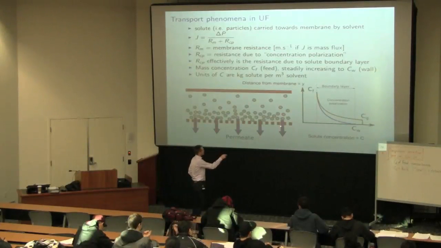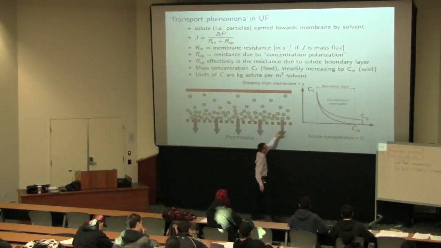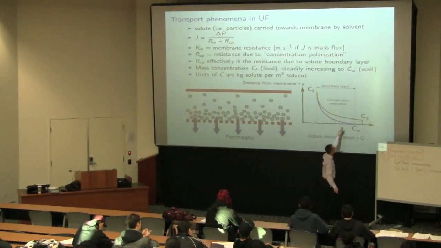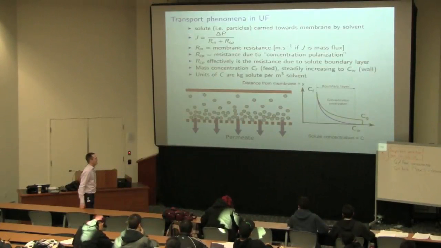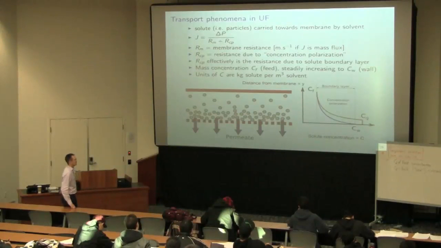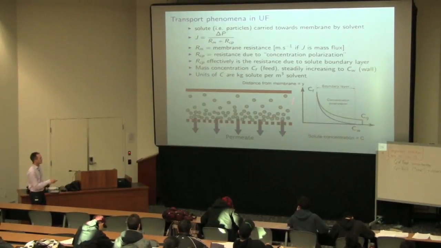In the vertical direction, as I approach the wall of the membrane, this concentration is going to go higher and higher until I get to some value CW. We don't measure that, we don't know what it is, but it comes up to some value CW. There is a way to measure it through some experiments that we could do, but in general we don't know CW. Ignore the orange curve for now, we'll talk about that in a minute.